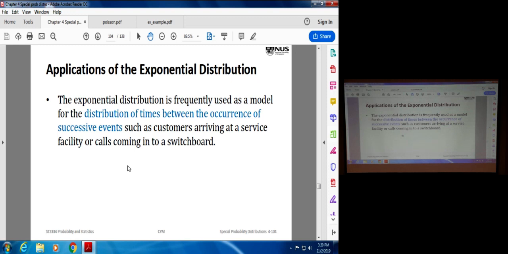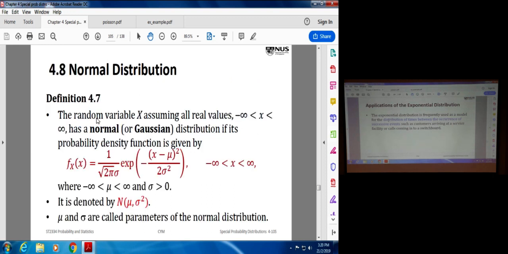We don't do that because we don't study the Poisson process. But it's used as times between occurrences of successive events. That's exactly where it comes from, such as customers arriving at a service facility or calls coming into a switchboard. So there are many applications of the exponential. In fact, after the uniform distribution, unsurprisingly, it's the most basic distribution that one would use for continuous random variables.